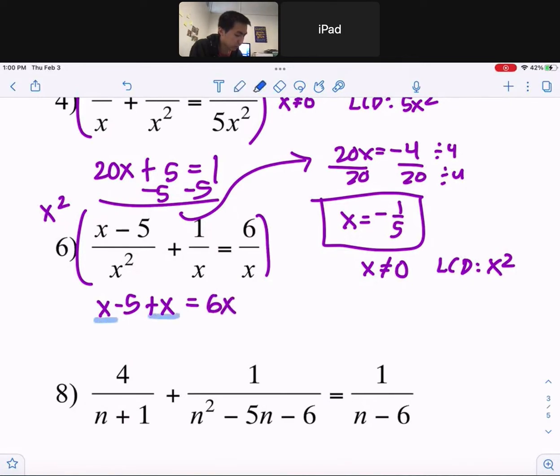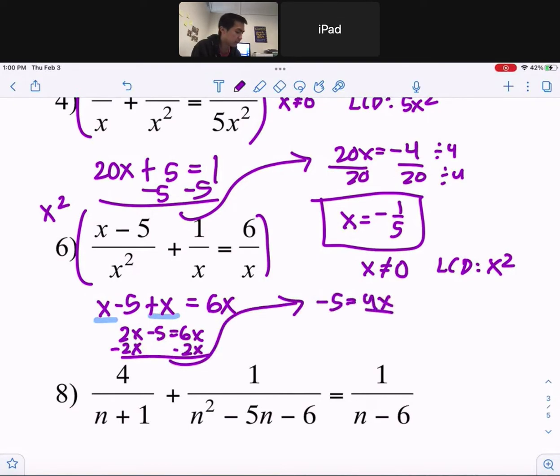Combine like terms, so we got 2x minus 5 equals 6x. So let's get variables on one side and constants on the other. I'm going to move my variables to the right hand side, so I'm going to move that 2x over. Negative 5 equals 4x. Divide both sides by 4, and that means x equals negative 5 over 4.